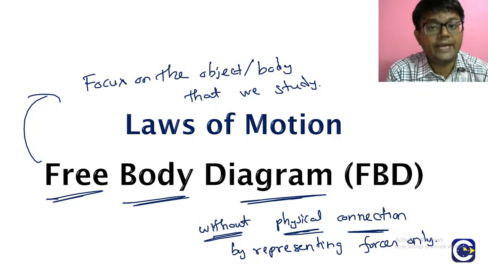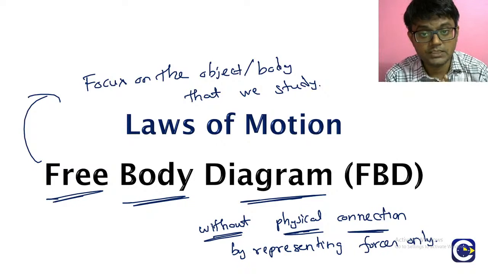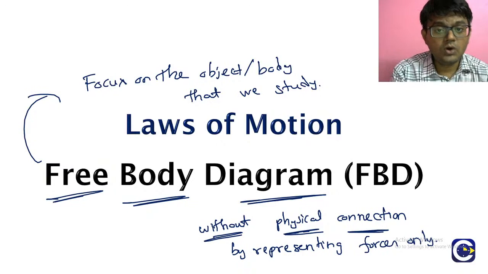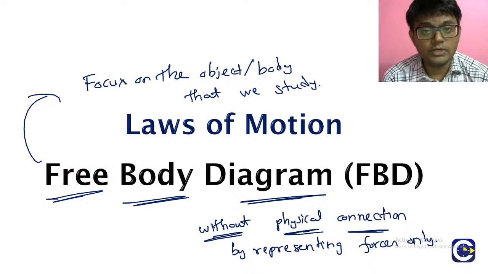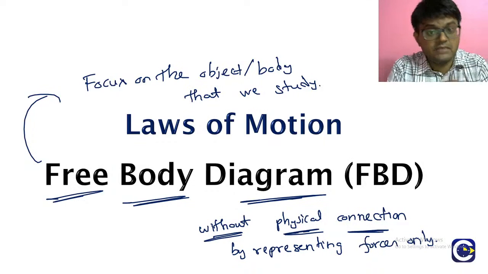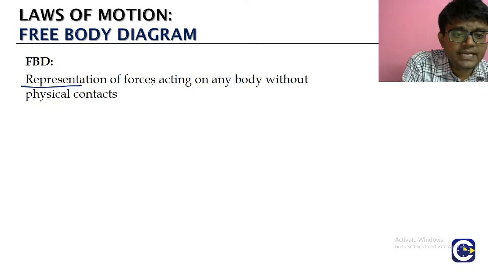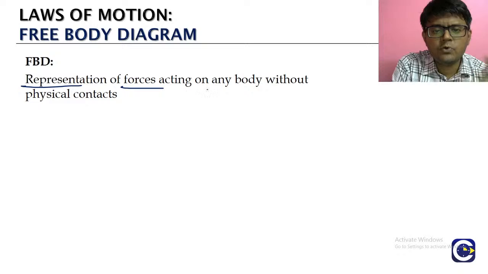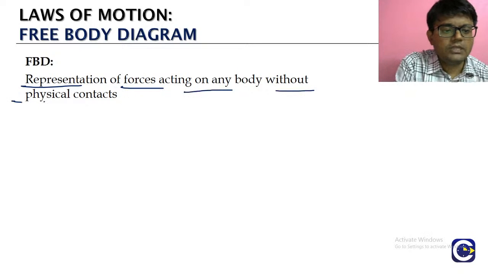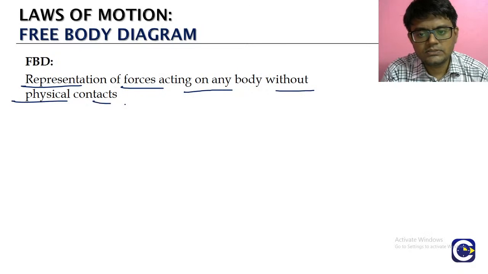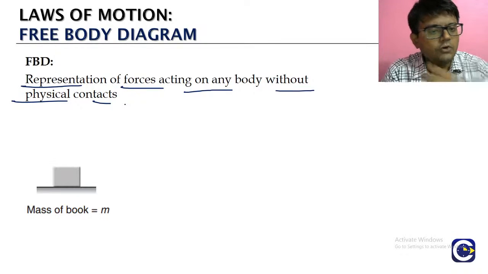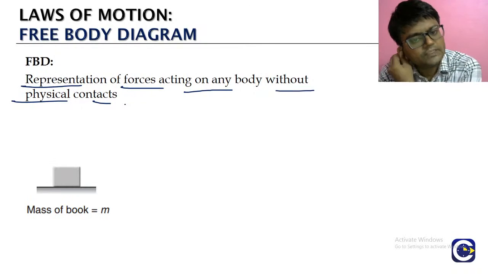So we will be able to find the net force acting on the object, and by that we will be able to know how the motion of that object is going to be affected. Now we'll get into an example, then we'll understand. Look at the definition of this FBD. It's a representation of the forces acting on the body without the physical contacts.